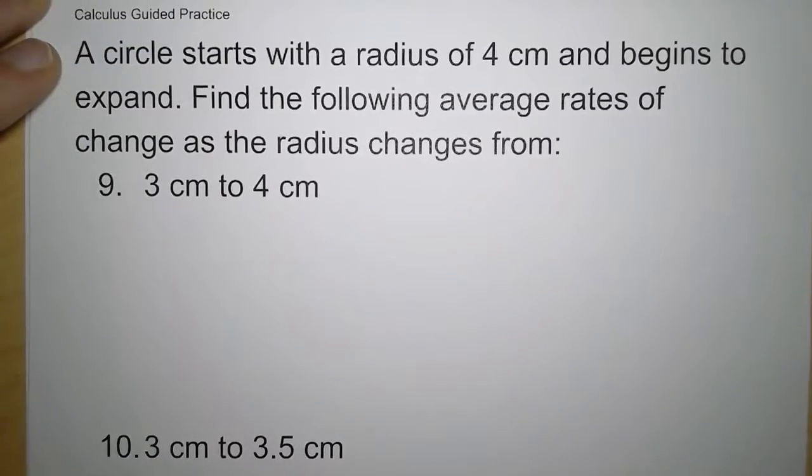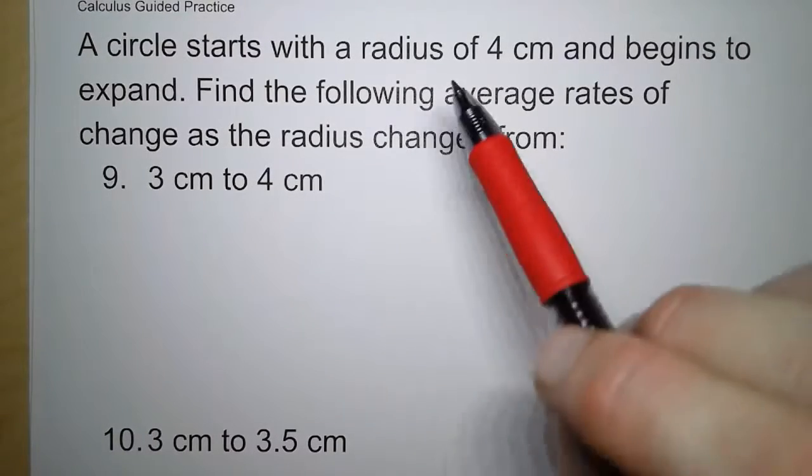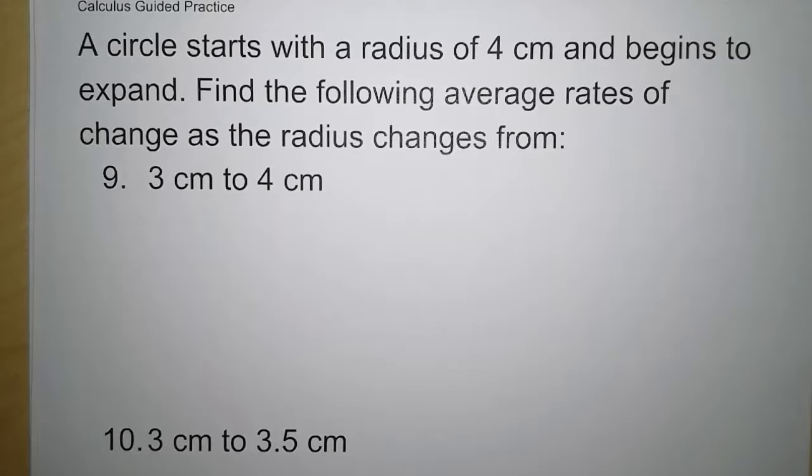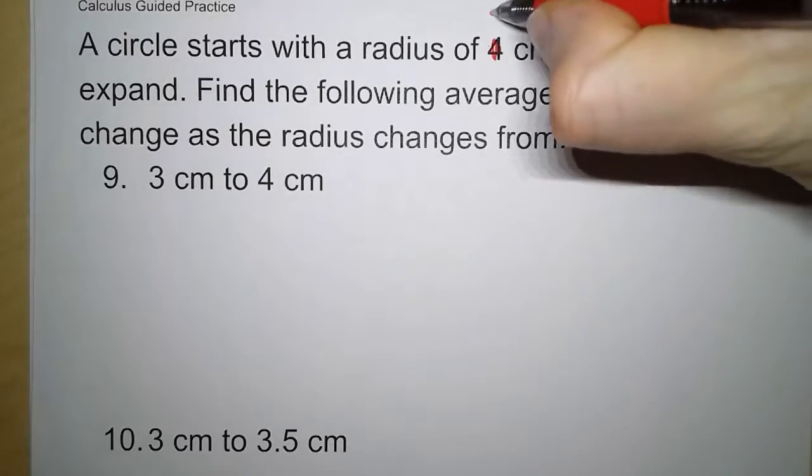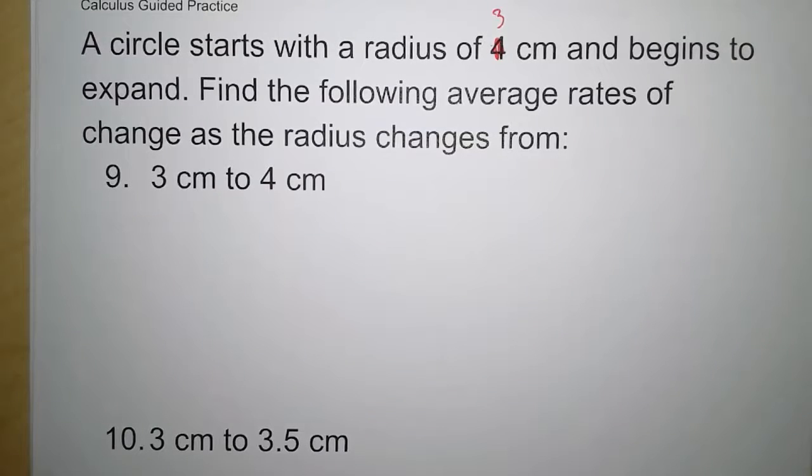Now in the next example, we're looking at a circle, and it starts with a radius of 4 centimeters and begins to expand. Actually, that should read 3. That's a typo. And we want to find the average rates of change as the radius changes from 3 to 4 centimeters, 3 to 3.5, and then 3 to 3.1.